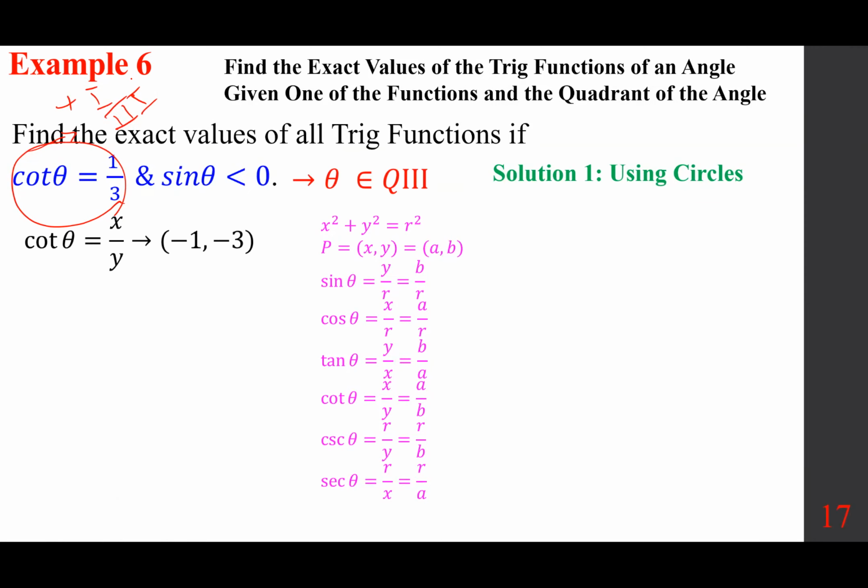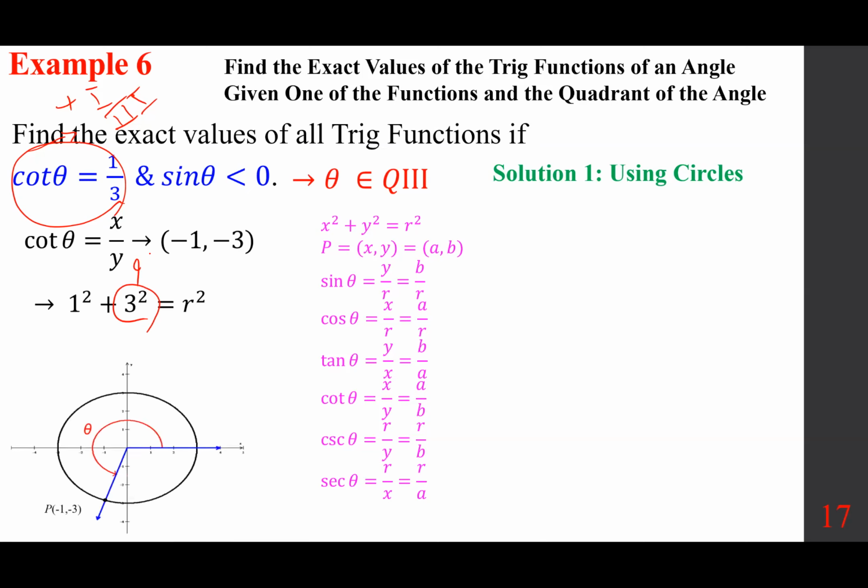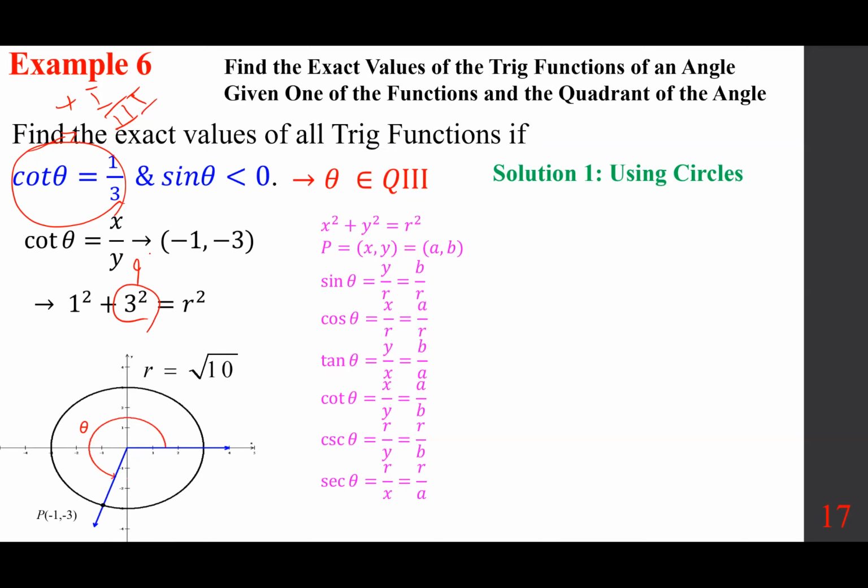Now, x squared plus y squared is r squared. That means 1 and 9 is 10, and r is the square root of 10. So now we just plug in: tangent is y over x, or the reciprocal, if you will. Sine is y over r.